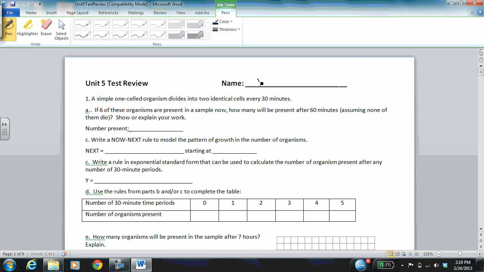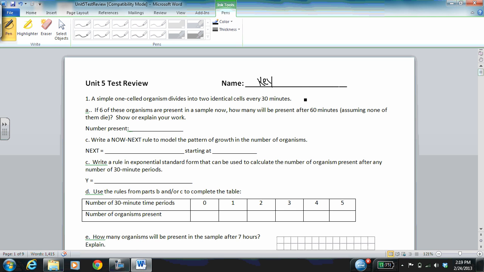So whenever I start a test review, I put the name as key. When you guys are math teachers someday, you can do that because you'll be so confident that you can say it's the key and everything's going to be right. But you guys are pretty smart, so maybe you could do that now, but I prefer that you put your name so that I know who did it.